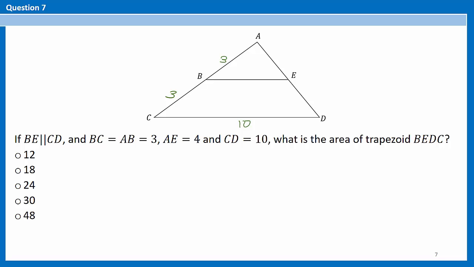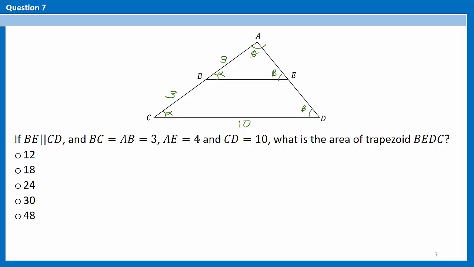BEDC. Okay, now since they are parallel, I can say this angle is the same as this angle, and this angle would be the same as this angle. Now since they both share this angle, which I don't know the value, let's say theta, then they are similar triangles, right? They are in proportion. They have the same three angles: alpha, beta, and theta.